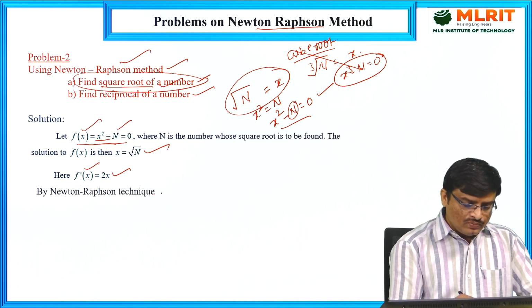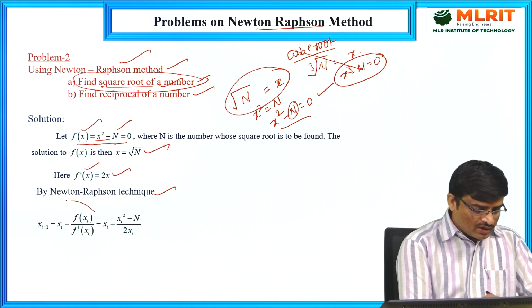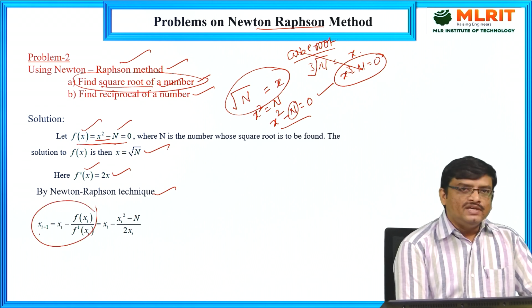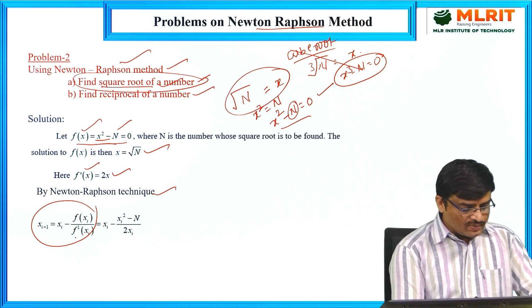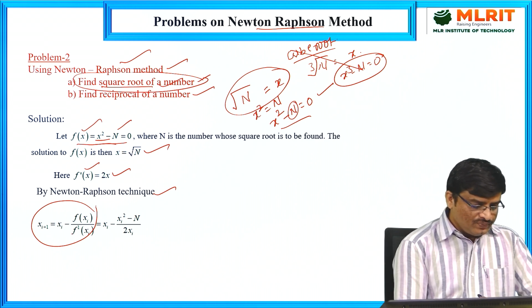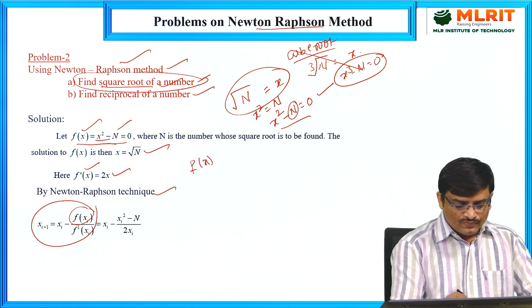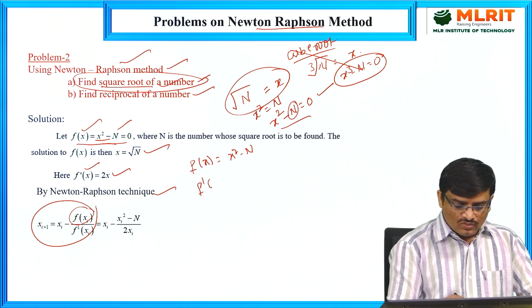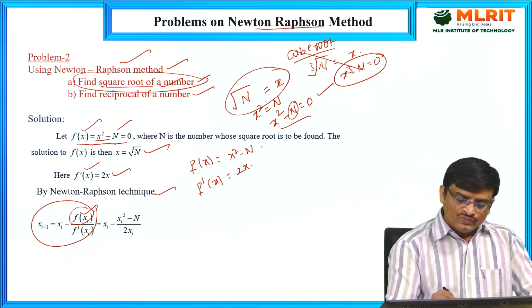By using the Newton-Raphson technique, this is our general formula: x suffix i plus 1 is equal to x i minus f of x i by f dash of x i. Here we got f of x equal to x square minus n, and f dash of x equal to 2x. Now from this I want to get the value of f of x i.